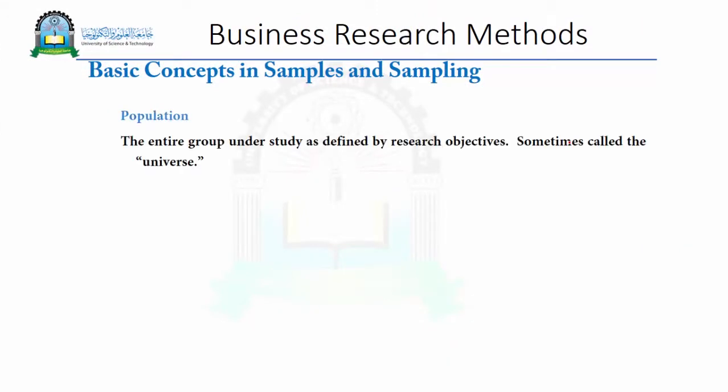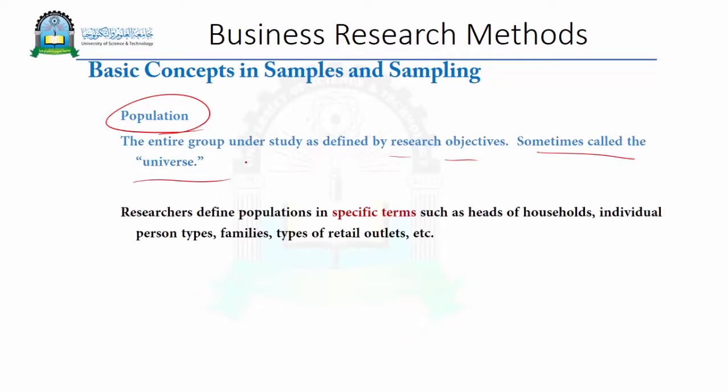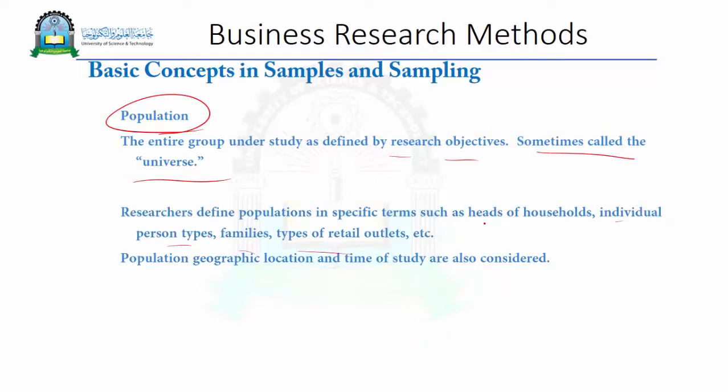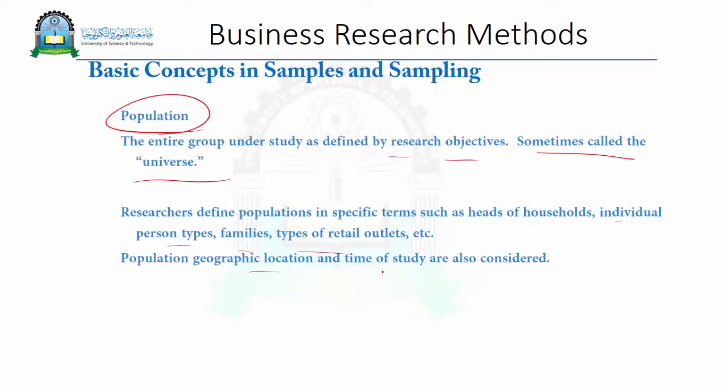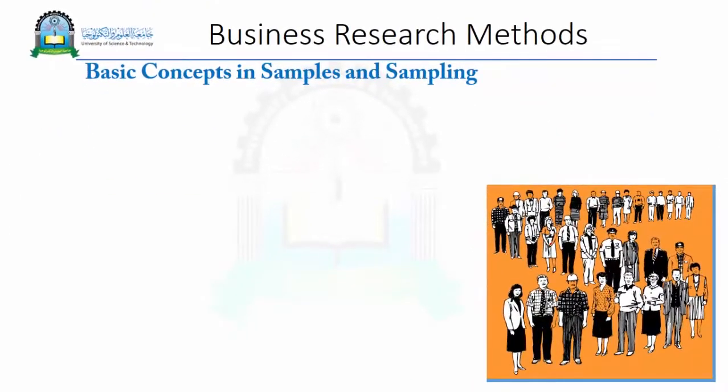There are accordingly some very important concepts. As I said, the population is the first one. What is population? It is the entire group under study as defined by the research objectives. So whoever can answer your questions is going to be the population, or a part of it. It is sometimes called the universe, the researcher's universe. Researchers define population in specific terms, such as heads of households, individual person types, families, or types of retail outlets. So whatever people must be included in your research. The population, geographic location, and time of study are also considered.